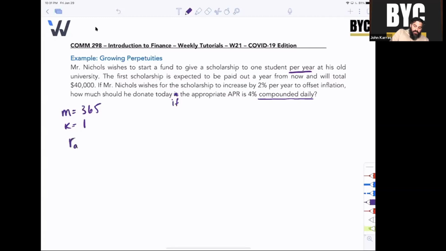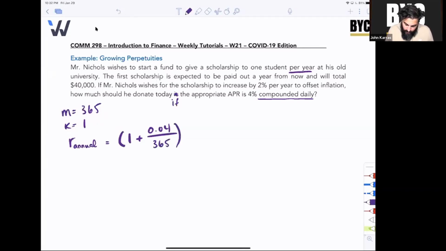So I need an annual rate. 1 plus my annual percentage rate of 4% over 365, to the power 365 over 1, minus 1. Yeah, our annual and EAR are the exact same thing. That's why you don't really need that second formula on that page, right? Because they really are identical.